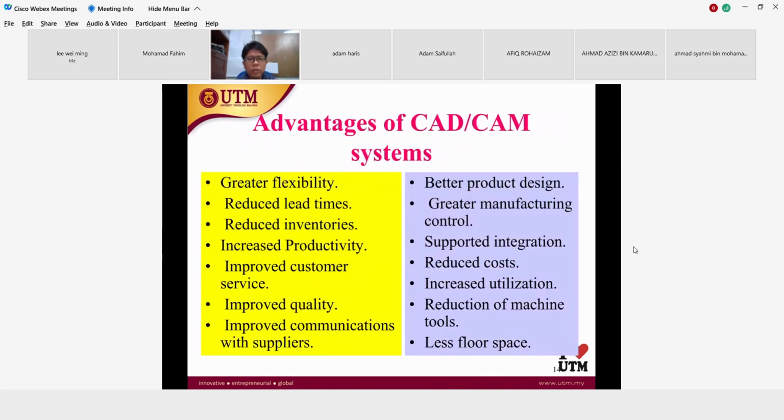So this is the advantage of it. Of course, the main purpose is to reduce the lead time. Lead time means you want to increase the productivity and spend less time working on a design, from the design stage until the selling stage. So this is what is called lead time.